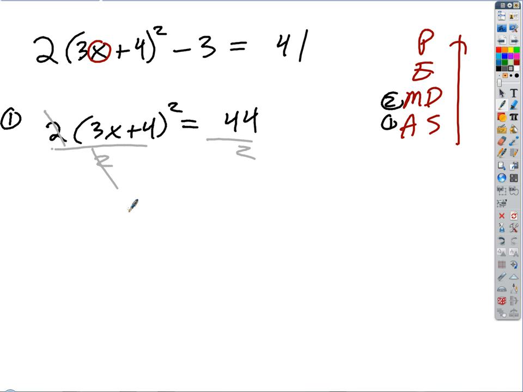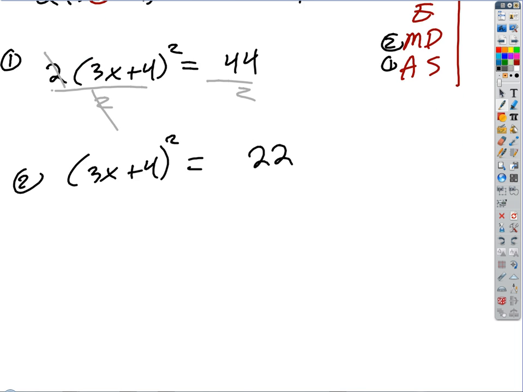I can cancel those 2's, and the reason I cancel those 2's is because they're common factors. The 2 on top is being multiplied by this stuff. I can cancel common factors. I can't cancel things that are being added or subtracted, but I can cancel things that are being multiplied, right? Make sense? Okay, so then after step 2, we end up with the quantity 3x plus 4 squared equals, what's 44 over 2? 22.